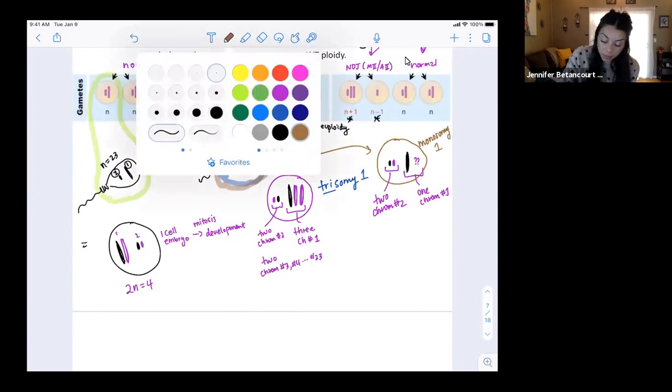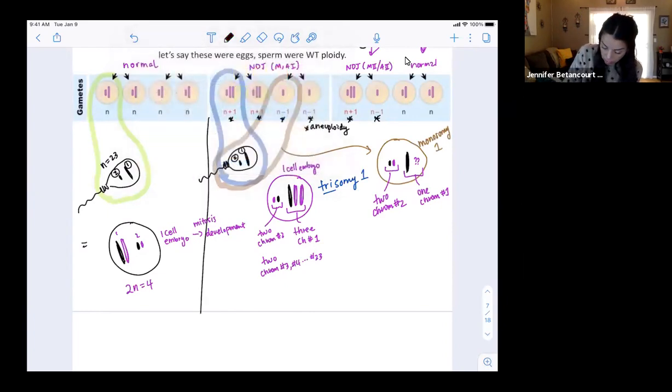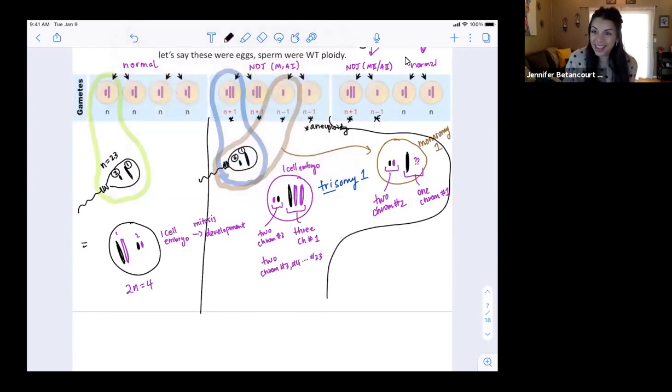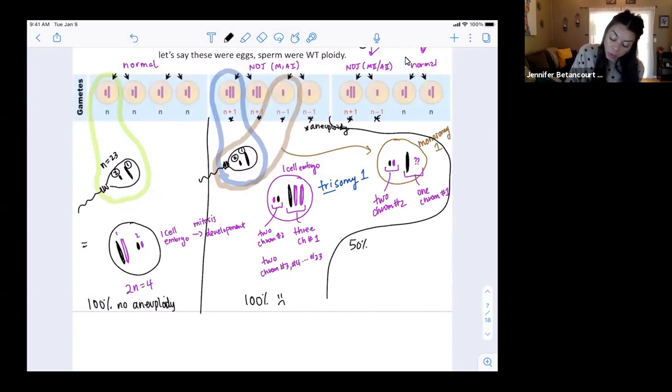So here in this situation, I'll just draw the lines of this. I know that it's not really staying in the columns that I was trying to stay in, but 100% of the embryos have some sort of aneuploidy. 100%, no aneuploidy. Okay. And then if you had nondisjunction happen in anaphase 2, only part of them, so 50% of the embryos would be aneuploid, 50% normal, right?